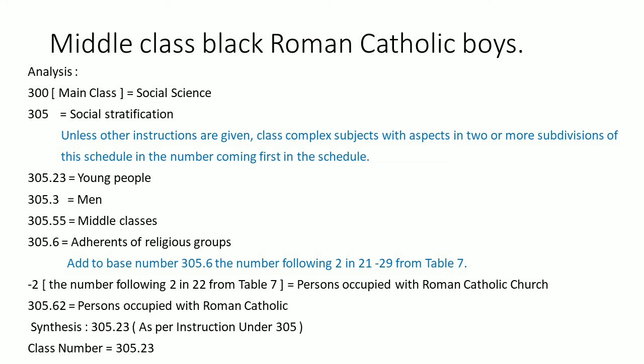You have to use this notation only. So in the synthesis I have written the notation of the young people, that is boys. Young people indicates the boys. We cannot add the middle class or the Roman Catholic, because there is no instruction, and the notations of middle class and Roman Catholic come after young people, so we have to use the first notation only, the one which comes first.